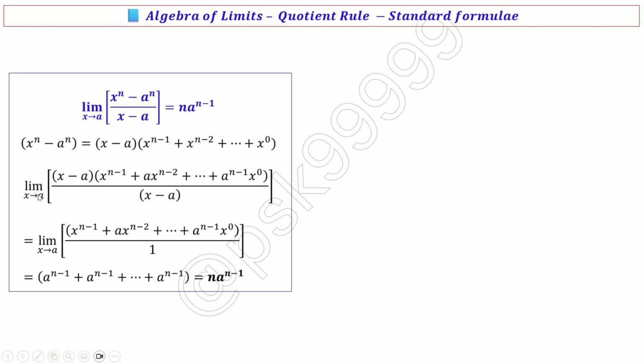Now my limit x tends to a becomes (x minus a) into this part divided by (x minus a). Correct. So x minus a, x minus a gets cancelled. I am left with only x to the power of n minus 1 plus a x to the power of n minus 2 up to a to the power of n minus 1 x to the power of 0. These are n terms. If I substitute a in this, it will become a to the power of n minus 1 n times, addition n times, which is nothing but n into a to the power of n minus 1. So this is a simple proof, but a very, very powerful formula in limits.